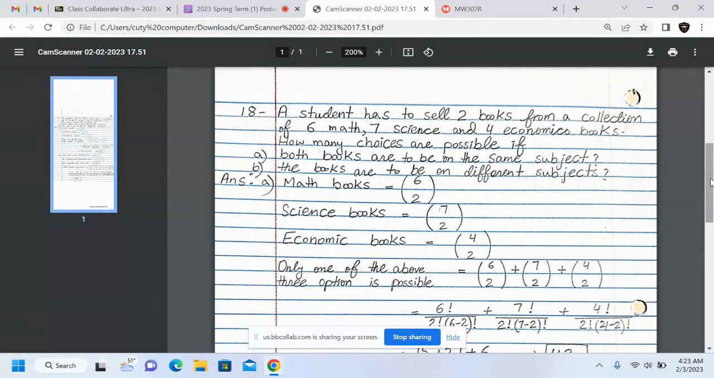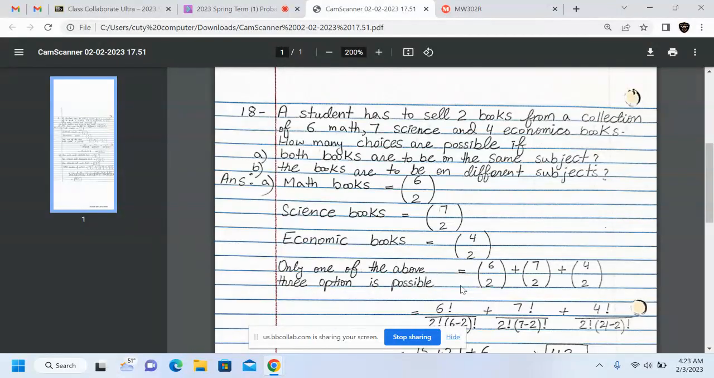In this question, a student is going to select 2 books from 6 math, 7 science, and 4 economics books. We have to find how many choices are possible. Part A: both books are to be on the same subject. We choose 2 books from the same subject. For math, 6 choose 2. For science, 7 choose 2. For economics, 4 choose 2. Only one of the above 3 options is possible.